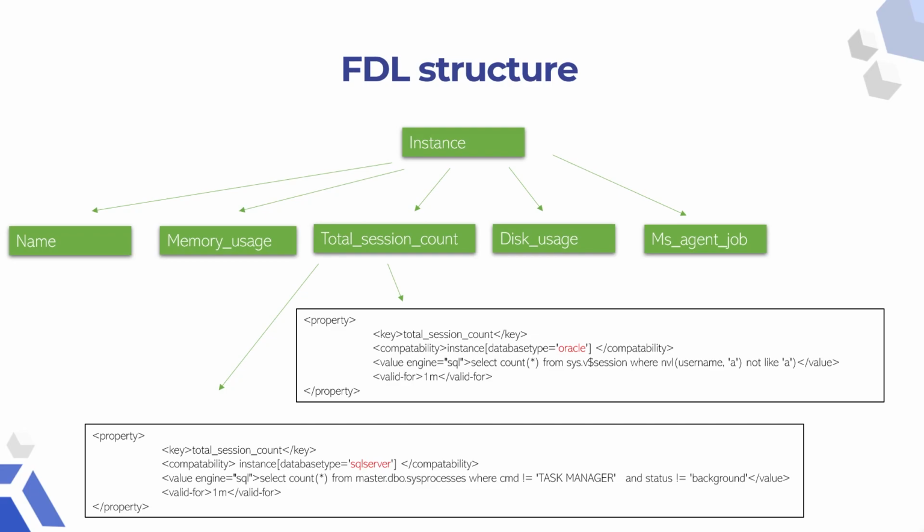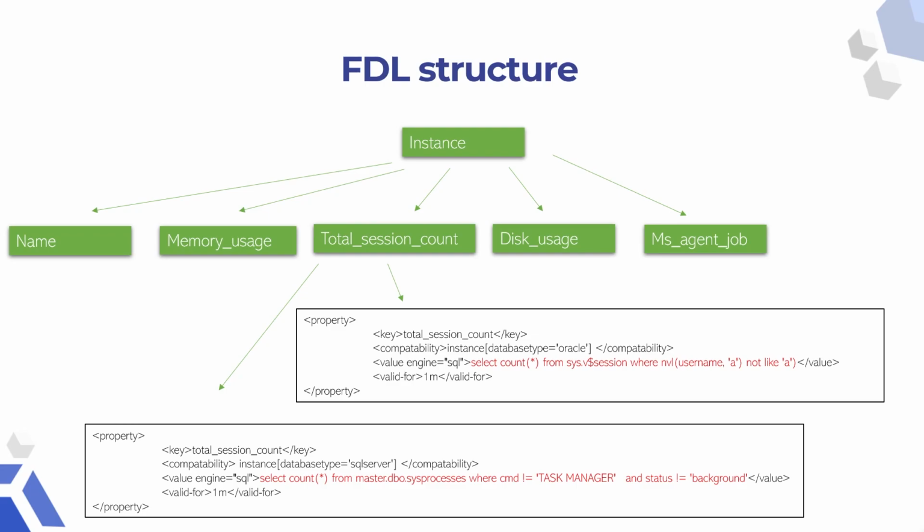And this is a very important part of how this can function on multiple database platforms and versions. Compatibility allows for multiple queries to gather the same type of data from multiple sources. Any property can be a compatibility tag in another property. So you can make another property definition later based on the number in total session count. For instance, if you want to have a property that will only run on database instances with more than 100 sessions connected, for instance.